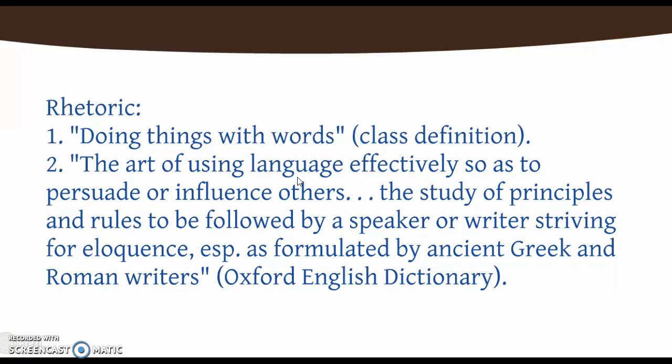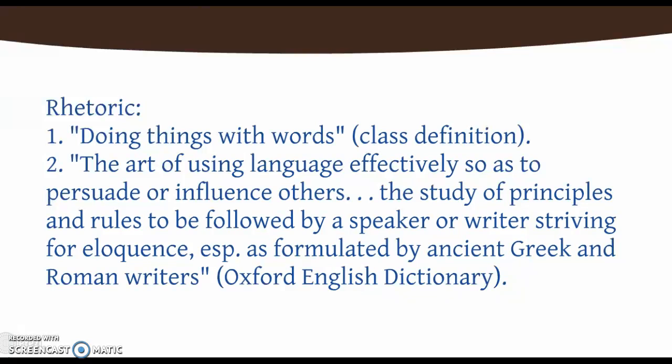So this definition tends to connect to the kind of rhetoric we're talking about in Plato and Aristotle's time. Some of you might have also heard the definition not pictured here: rhetoric is the art of persuasion, which is also a perfectly good definition. How we define it in this class is a bit of a looser definition. We define it as doing things with words, so using language in order to achieve a purpose.